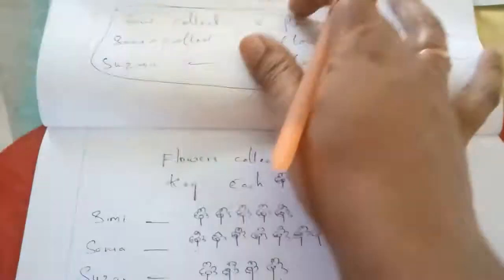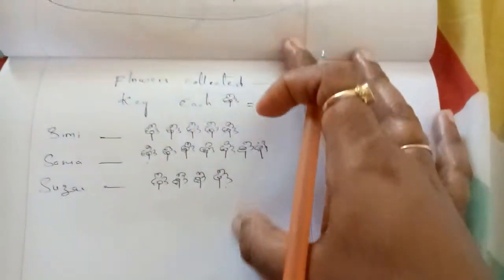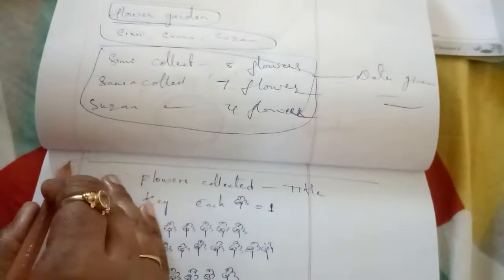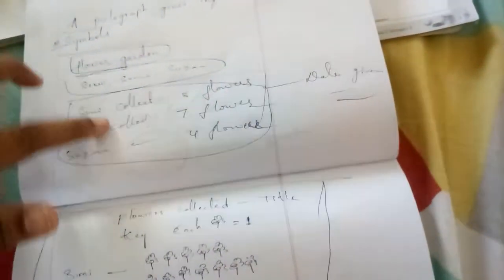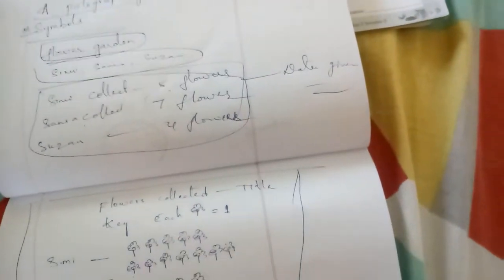Okay, children, now you understood. This is the data we have given in pictograph form. The same data we collected from the garden can also be represented using pictures. This is called the pictograph.